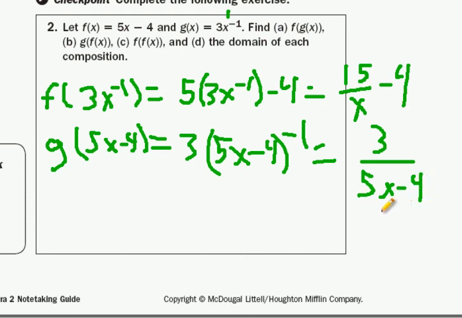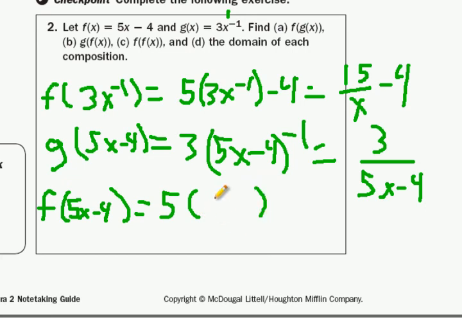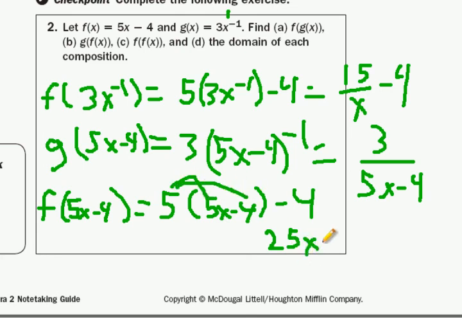That's easy enough. And then the last one, part C, is f of f of x. Well, f of 5x minus 4 is going to be 5 times, and what's my new x number? 5x minus 4, minus 4, which is going to equal 25x. And then when I multiply 5 times negative 4, I get negative 20. Minus 4 is negative 24.